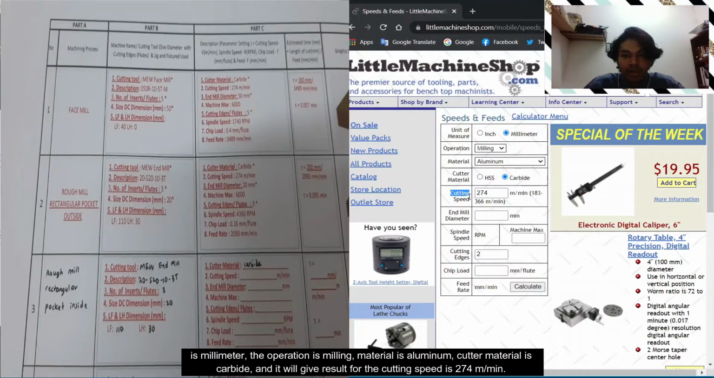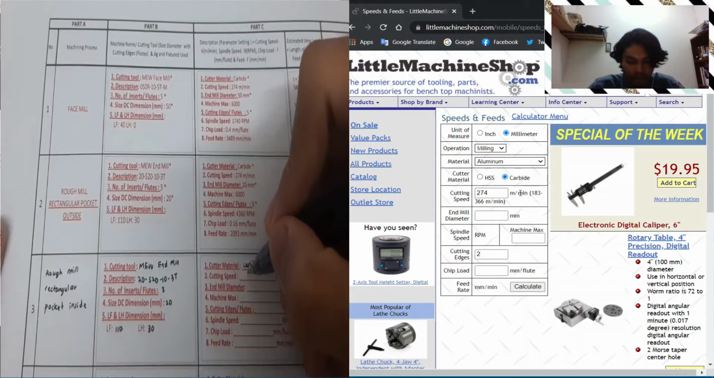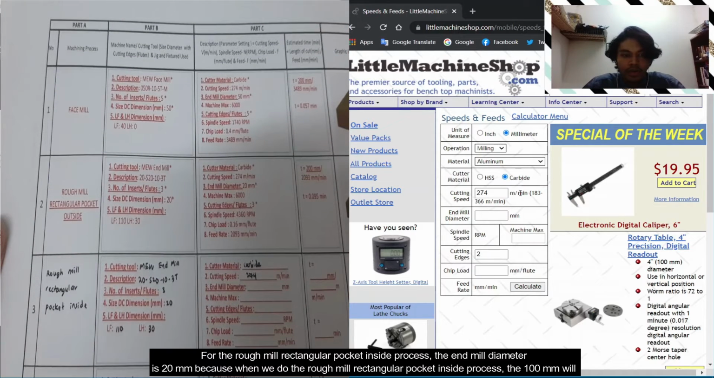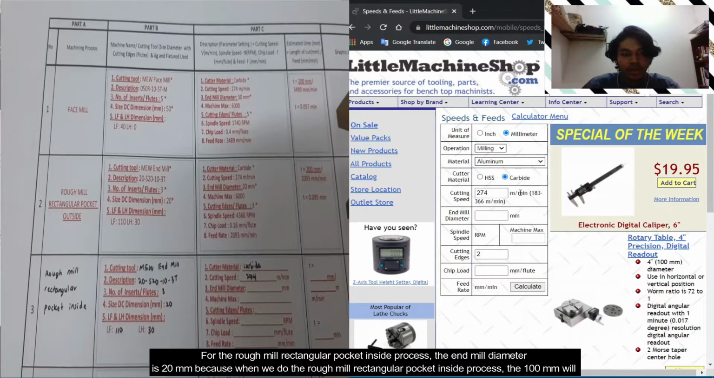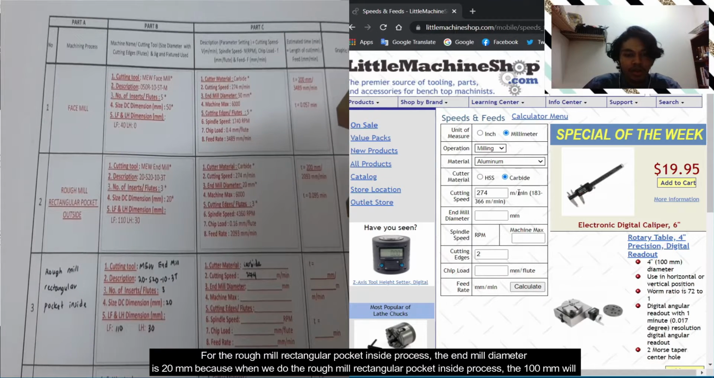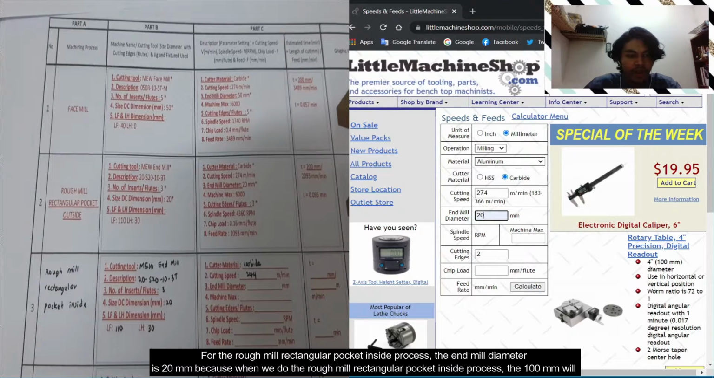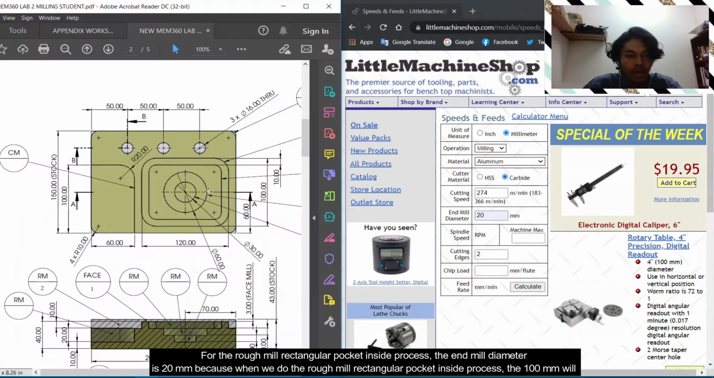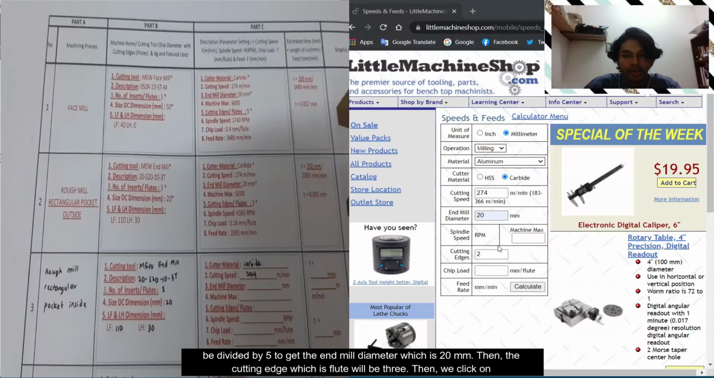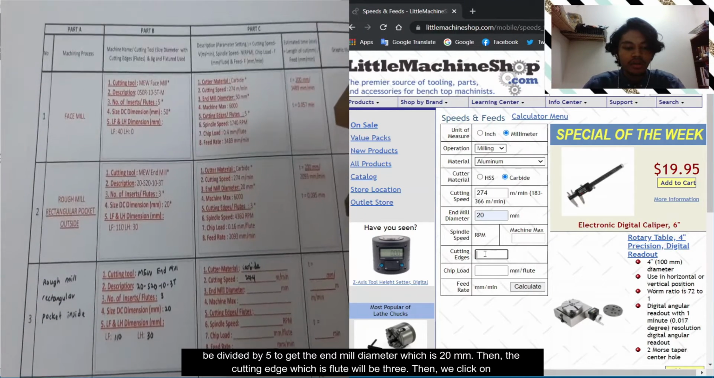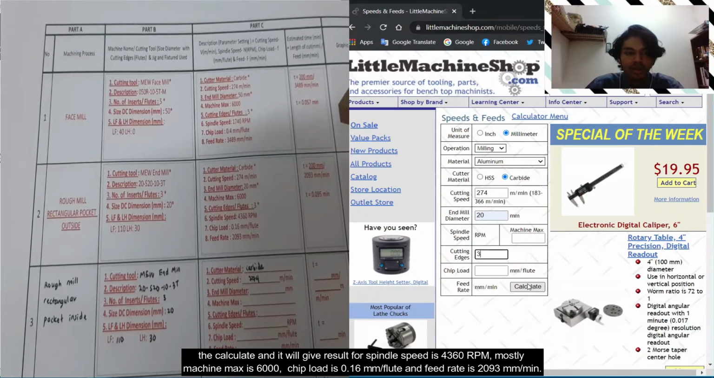The cutting speed is 274 meters per minute. Then for the rough mill rectangular pocket insert process, the end mill diameter is 20 mm because when we do this process, 100 mm will be divided by 5 to get the end mill diameter, which is 20 mm. Then the cutting edge, which is the flute, will be 3. Then we click on calculate.